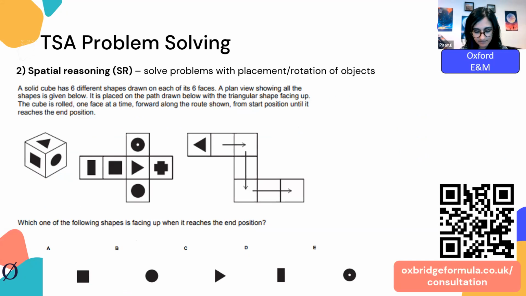Yeah, okay, read it. So it says we've got a solid cube with 6 different shapes drawn on the 6 faces. We're shown a plan view with all the shapes. That's basically a net. It's placed on the path on the right with the arrows on it, with the triangular shape facing up. The cube is rolled 1 face at a time forward along the route shown, following the arrows, from the start position until the end position. And we're asked which of these shapes is facing up when it reaches the end position. So our options are square, circle, triangle, rectangle, and kind of sort of a ring.